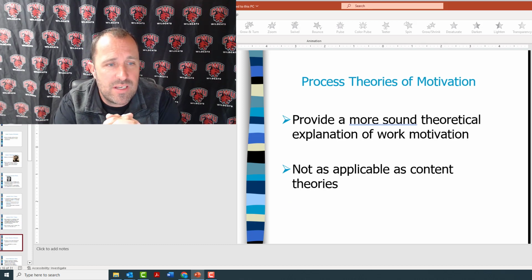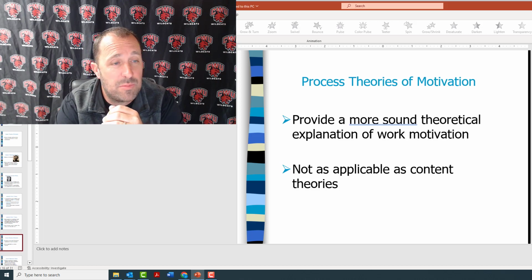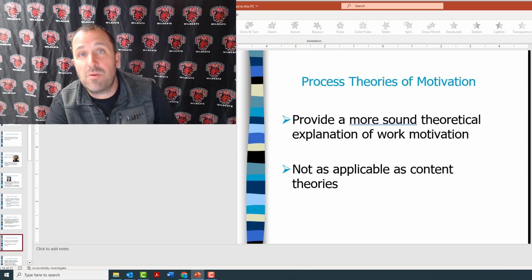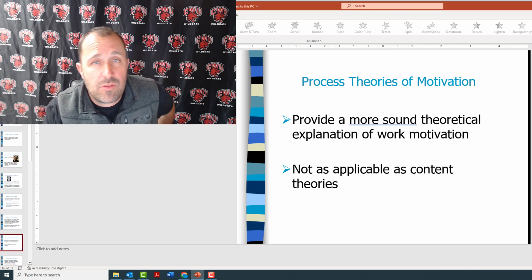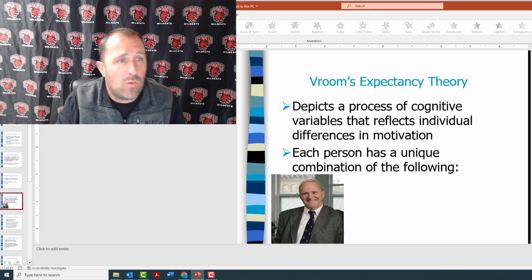Let's jump into process theories. These are a little bit more complex. These are psychologists who spent way too much time reading psychology books and coming up with ideas. Some of them are really cool and useful, like goal-setting theory. Others are big and complex, like Porter Lawler. But we'll jump into it.